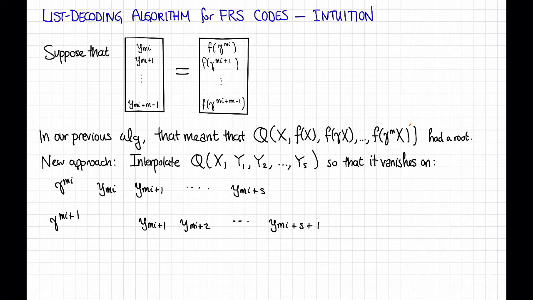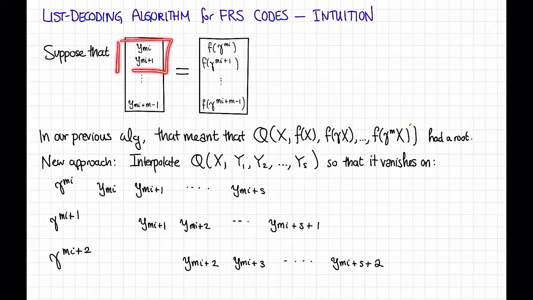And so on. So the next point it would vanish on would have x value gamma to the mi plus 2, and then y values y1 is equal to y sub mi plus 2, y2 is equal to y sub mi plus 3, and so on all the way up to y sub mi plus s plus 2. And we're going to be able to keep doing this with windows of size s until we run out of room. So you can check that there are going to be m minus s plus 1 different requirements here.